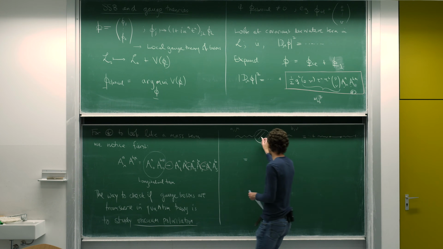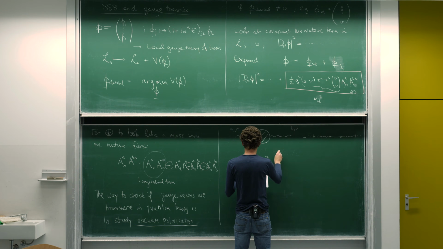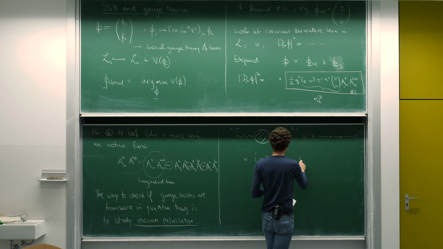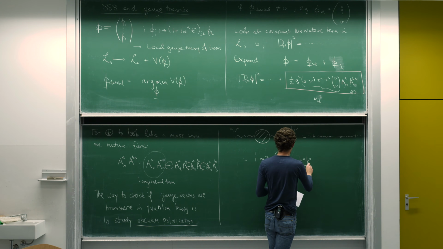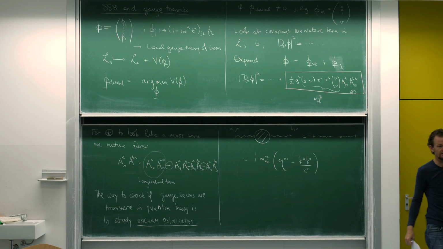So we learned that this vacuum polarization process, when you work everything out, is like this, which is transverse. So it has exactly the right form.